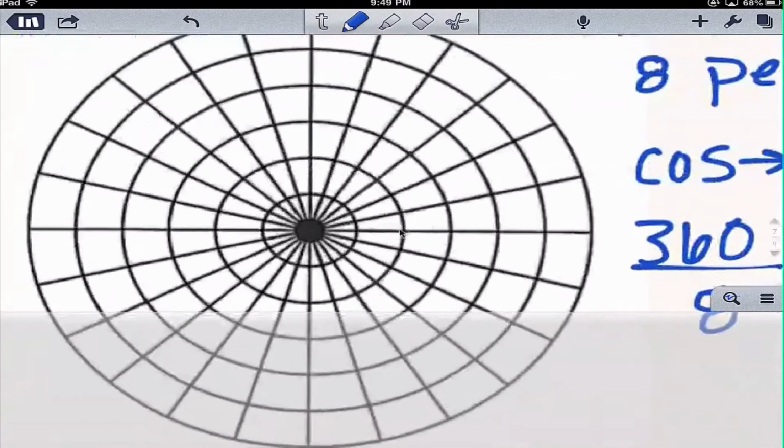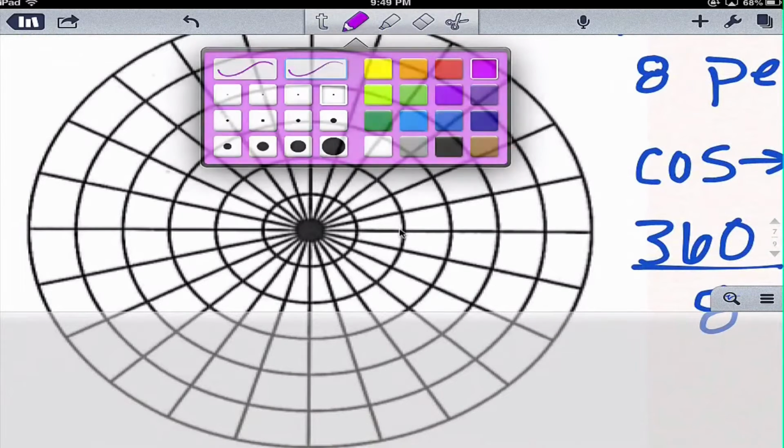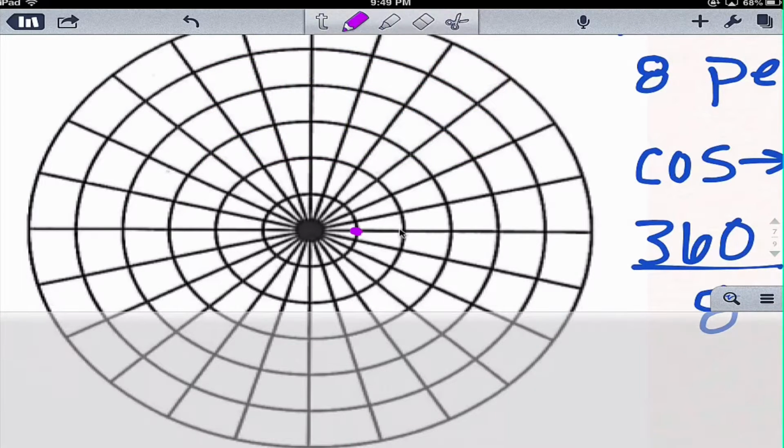Okay, so I'm really going to zoom in here. So my first petal is at 0. Then I'm going to go 45, 90, 135, and so on around, and I'm going to go ahead and graph all of those petals out.